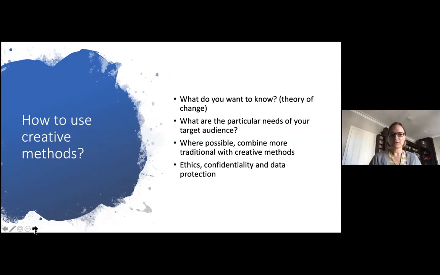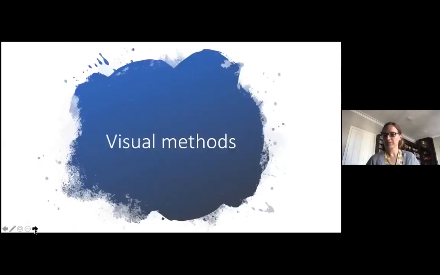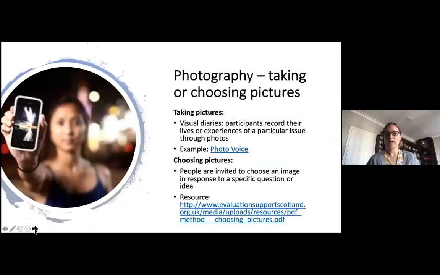Now I'm just going to run you through some different tools, and I'll start with visual methods. They can be really helpful in drawing out perspectives and feelings that people would otherwise struggle to articulate through words. They can capture events in a person's life and also help illustrate change over time. The number one tool here is photography, which is either taking photos or choosing pictures.